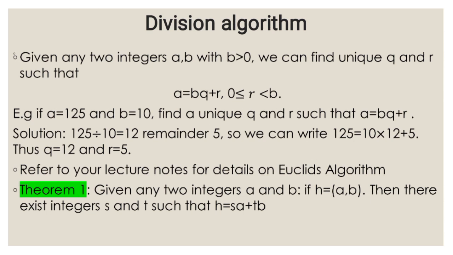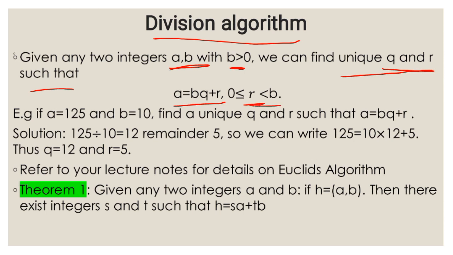Now we have an example. Or before we talk about the example, let's look at this illustration. Given any two integers, this is talking about the division algorithm, which brings us to an example shortly. Given any two integers a and b greater than 0, we can find unique q and r such that you can write a as b times q plus r, and r is always less than b, and it could also be 0.